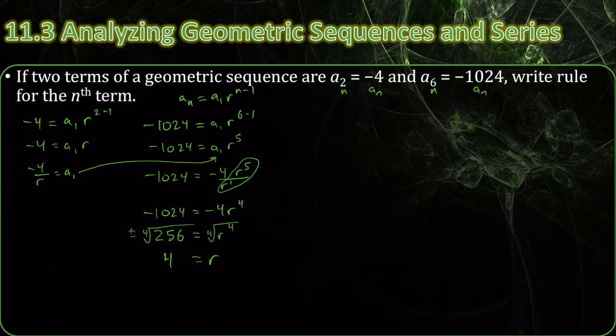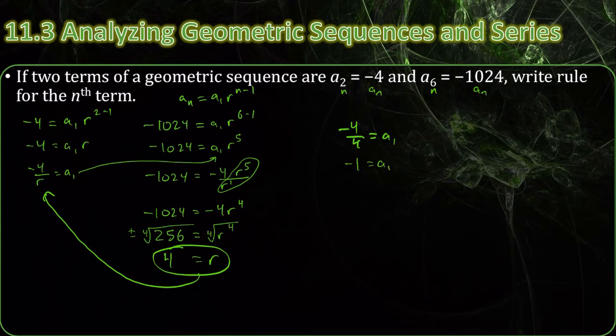So now I know R. I can take that and substitute it in there. So if negative 4 over R is A1, A1 appears to be negative 1. So the formula is AN equals A1 times R to the n minus 1.